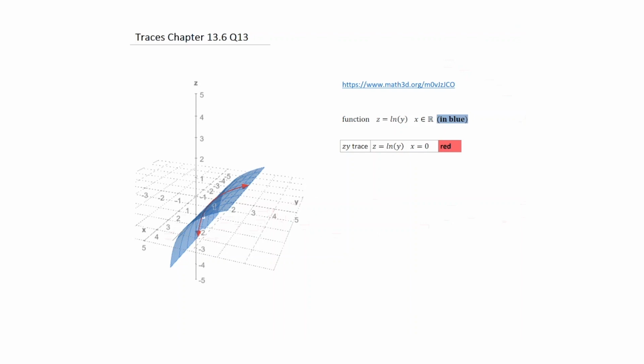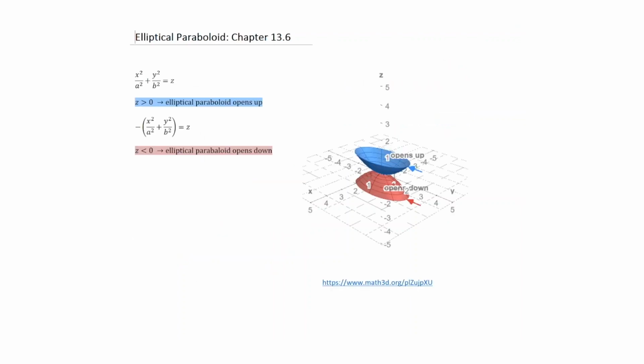So let's look at another example. All right, so this is an elliptical paraboloid, and before we get into an example in more detail, this is just a handy way of looking at how you know if it opens up or opens down. And so if z is greater than 0, then the elliptical paraboloid opens up, which is this case here. On the other hand, if z is less than 0, the elliptical paraboloid opens down. So you can visualize this here and rotate it, look at it from different points of view, just by clicking on this link here.